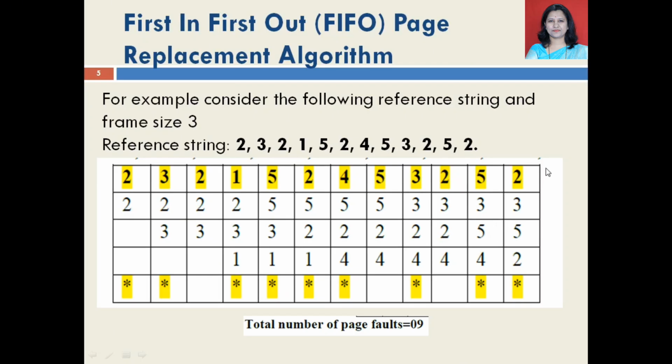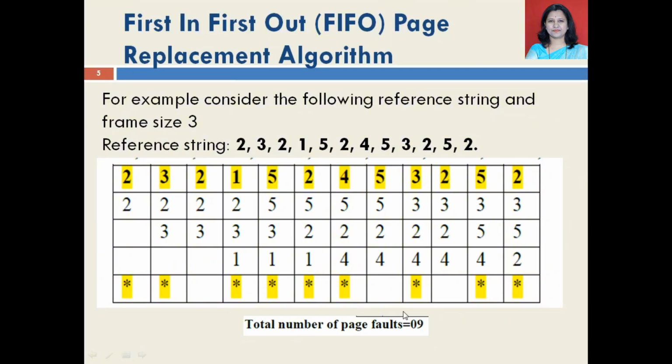Okay, next is 2. To place the 2, we will replace the 4 and then place the 2 over there, so it will become 3, 5 and 2. Now we will count the total number of page faults here. 1, 2, 3, 4, 5, 6, 7, 8, 9. So the total number of page faults here will be 9.